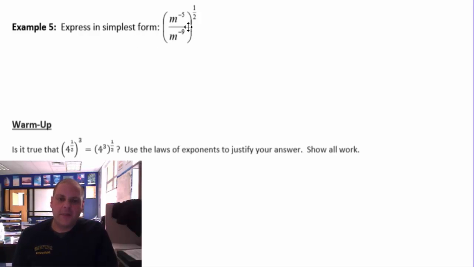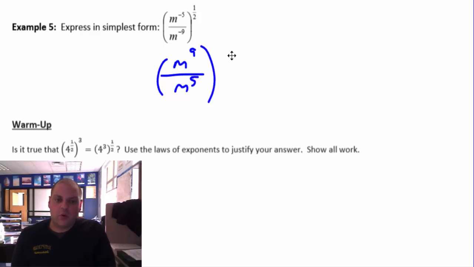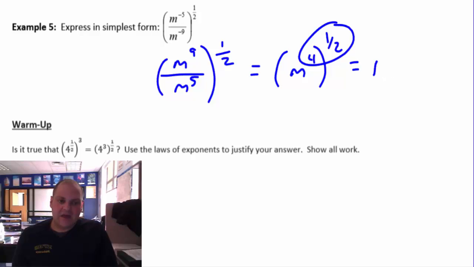Express in simplest form. This one's pretty easy. Get rid of my negative exponents by flipping it. So it's going to be m to the 9th over m to the 5th, to the 1/2. Now, we can use our quotient rule, where we're dividing the m's. So you subtract the exponents. That's m to the 4th, still to the 1/2. And now we can multiply: 4 times 1/2, m squared.